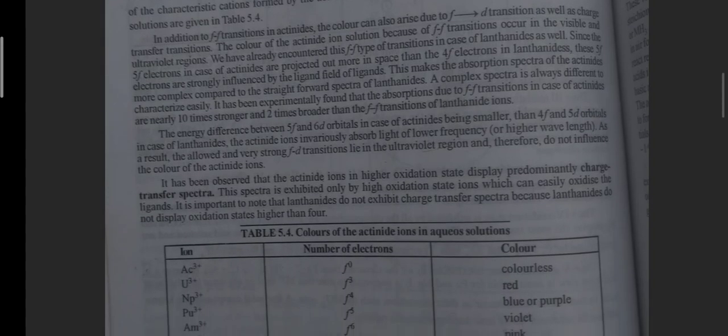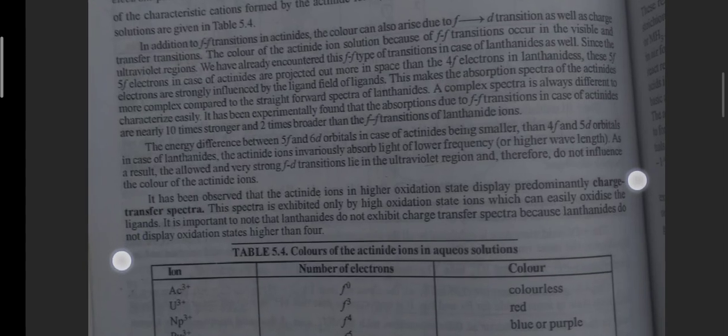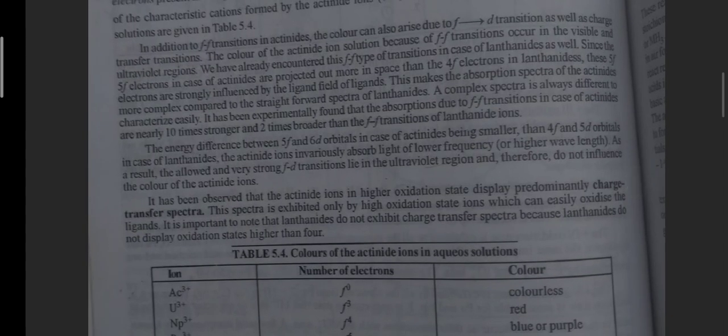In addition to f-f transition in actinides, the color can also arise due to f-d transition as well as charge transfer transitions. The color of the actinide ion solution because of f-f transition occurs in the visible and ultraviolet region. We have already encountered this f-f type of transition in the case of lanthanides as well. Since the 5f electrons in actinides are projected out more in space than the 4f electrons in lanthanides, these 5f electrons are strongly influenced by the ligand field of ligands.